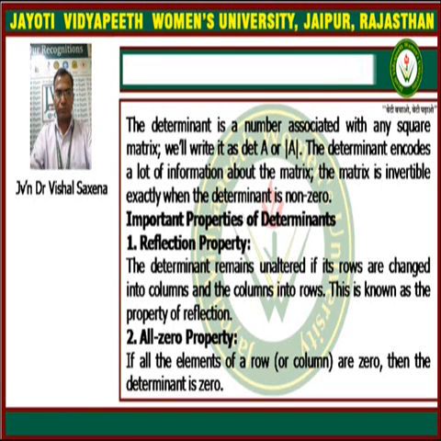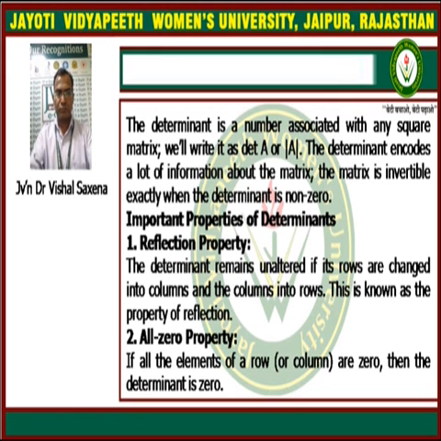Now we take important properties of determinants. First, the reflection property. The determinant remains unaltered if its rows are changed into columns and the columns into rows. This property is known as the property of reflection.